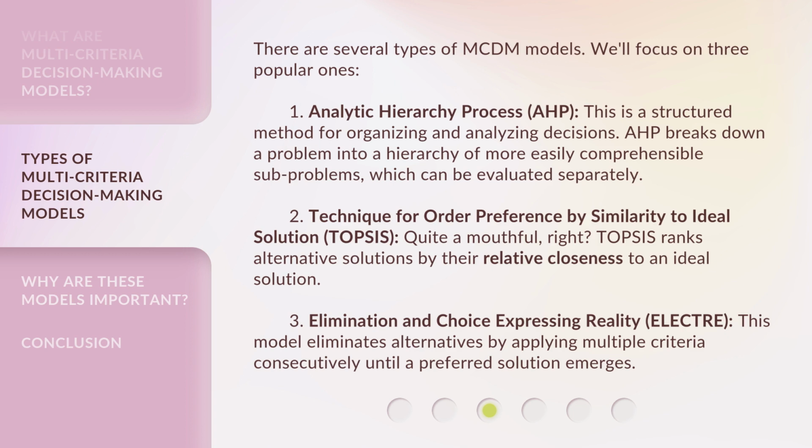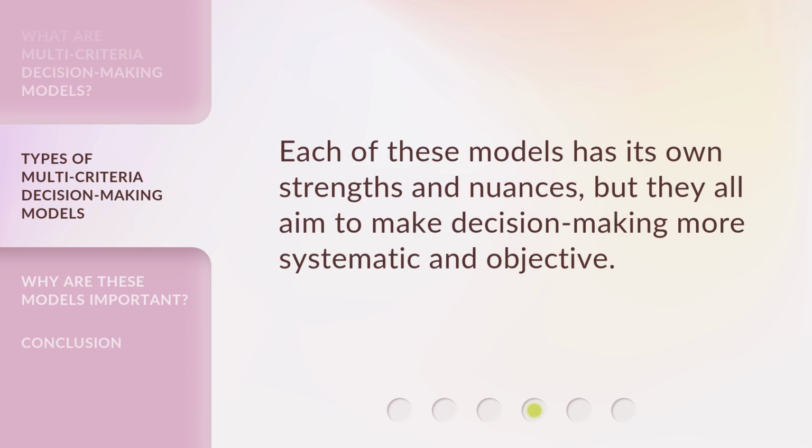2. Technique for Order Preference by Similarity to Ideal Solution, TOPSIS, quite a mouthful, right? TOPSIS ranks alternative solutions by their relative closeness to an ideal solution. 3. Elimination and Choice Expressing Reality, ELECTRE. This model eliminates alternatives by applying multiple criteria consecutively until a preferred solution emerges. Each of these models has its own strengths and nuances, but they all aim to make decision-making more systematic and objective.